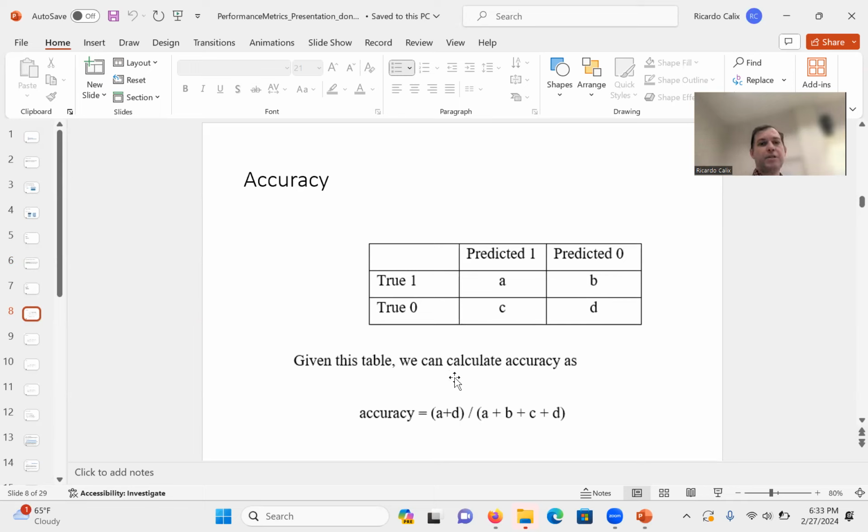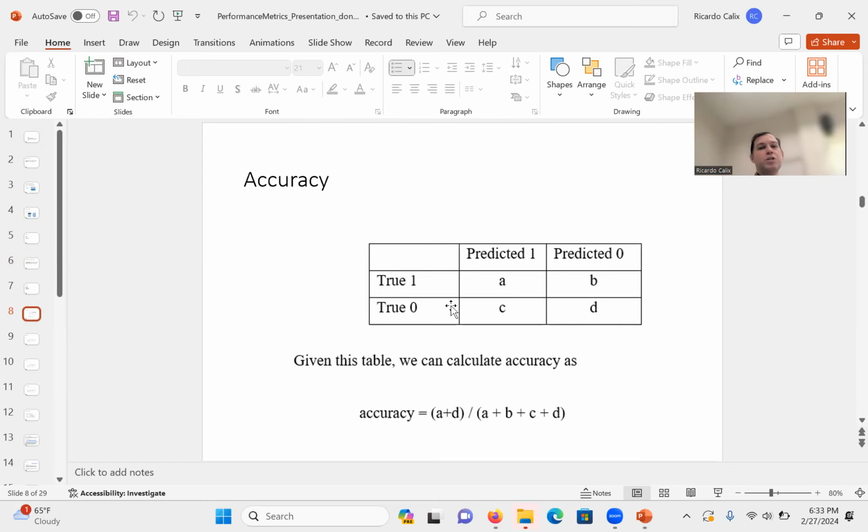If you look at it, given this table, we can calculate accuracy as such. So the equations are given in terms of these letters. Out of all, which is A, B, C, D, how many were correct? The correct are A and D. Why? Because it was a true one and it was predicted as a one, and it was a true zero and it was predicted as a zero. Do you see that? So that's basically what accuracy is.